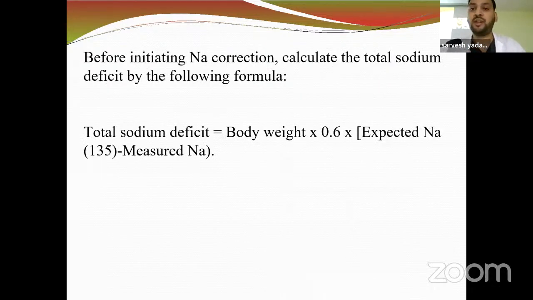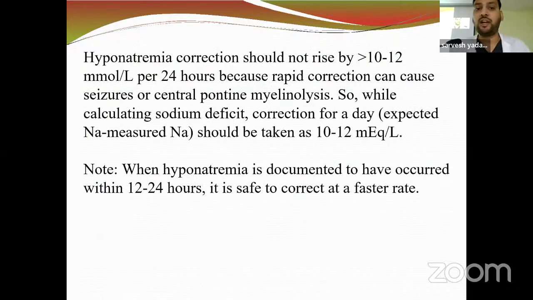Before initiating sodium correction, calculate the total sodium deficit by the following formula. Total sodium deficit is equal to body weight times 0.6 times expected sodium minus measured sodium. Hyponatremia correction should not rise by more than 10 to 12 millimole per 24 hours because rapid correction can cause seizures or central pontine myelinolysis. So while calculating the sodium deficit correction for the day, expected sodium minus measured sodium should be taken as 10 or 12 milliequivalent per liter. Note: when hyponatremia is documented to have occurred within 12 to 24 hours, it is safe to correct at a faster rate.